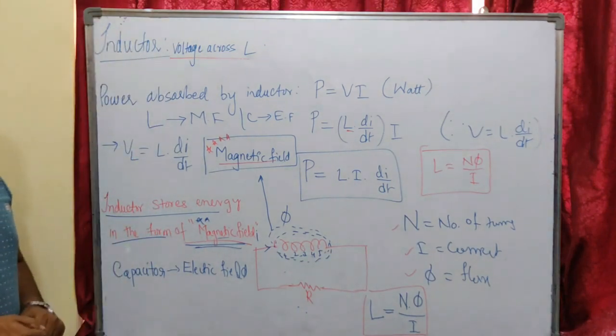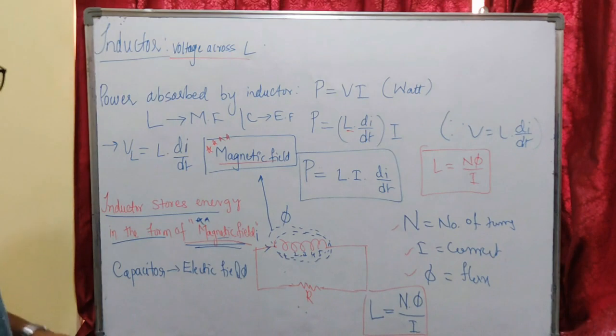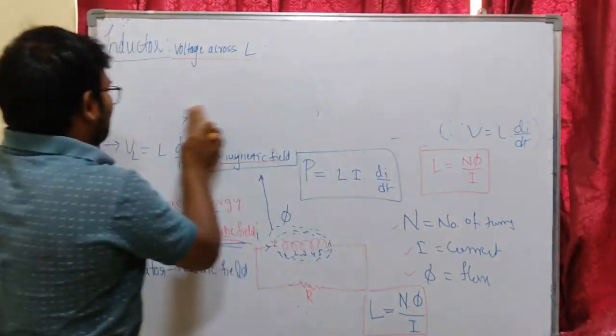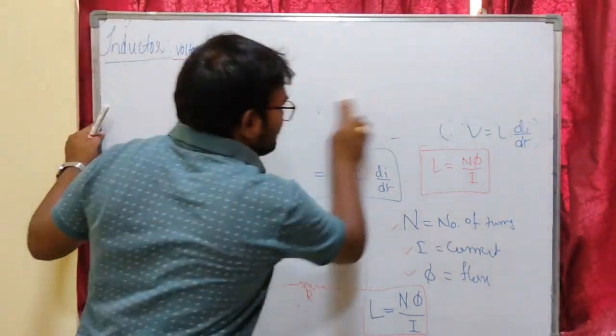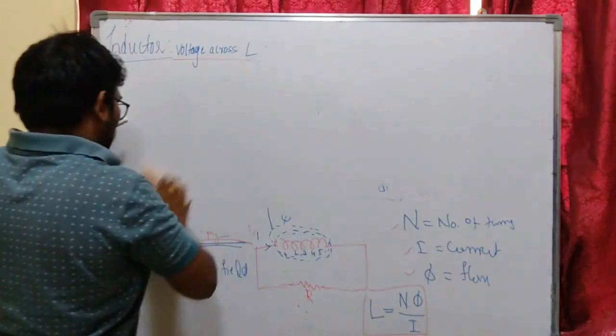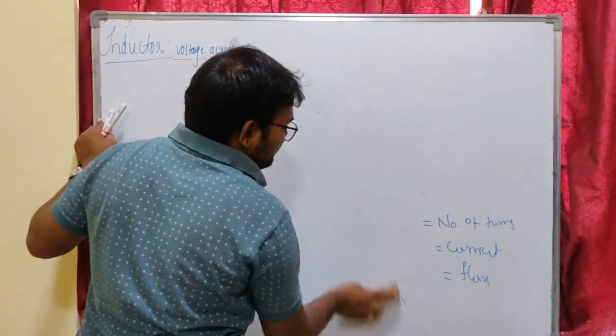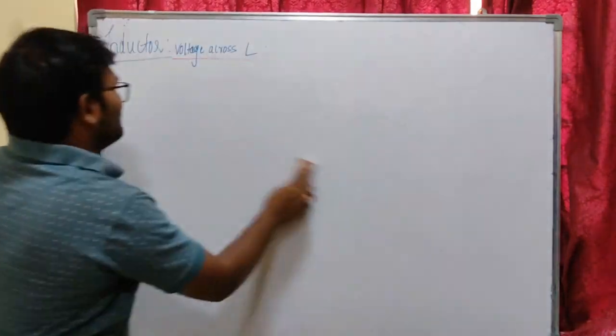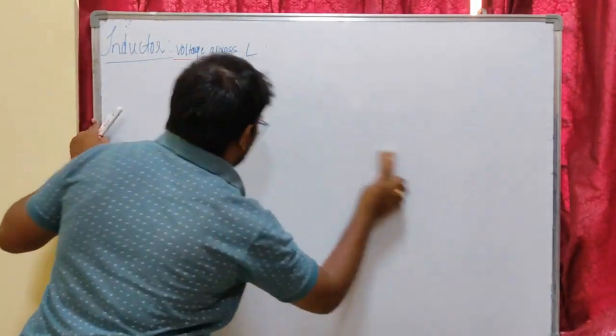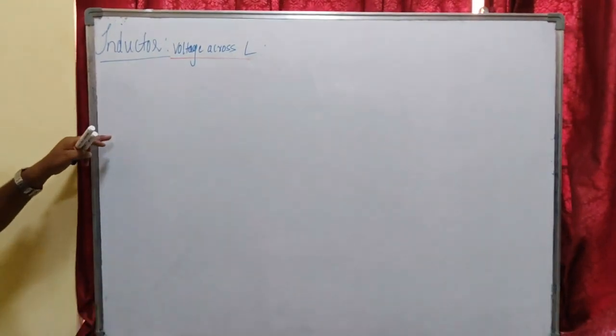Let us take a problem. Let us derive the energy consumed by the inductor. Energy is nothing but power into time. Some amount of power will be lost over some period of time, and that is nothing but energy. That is the energy consumed by any element: power into time.